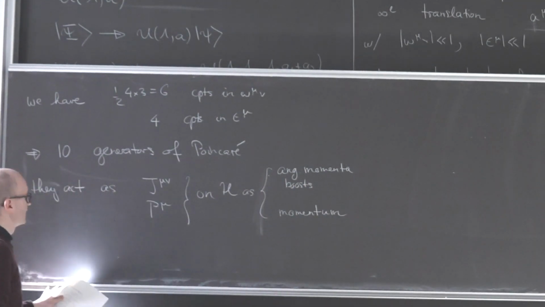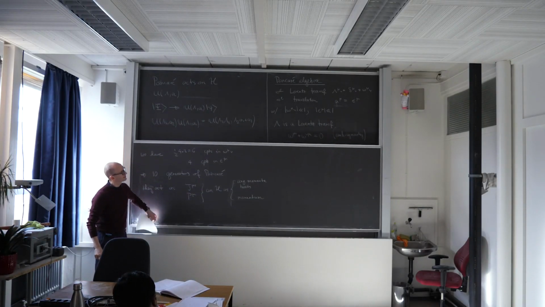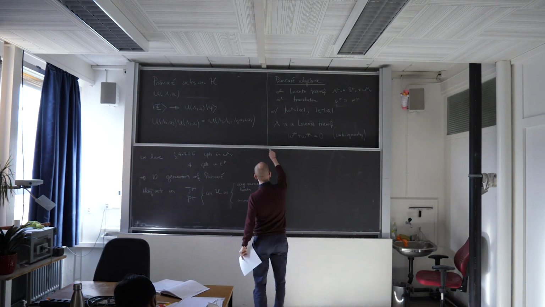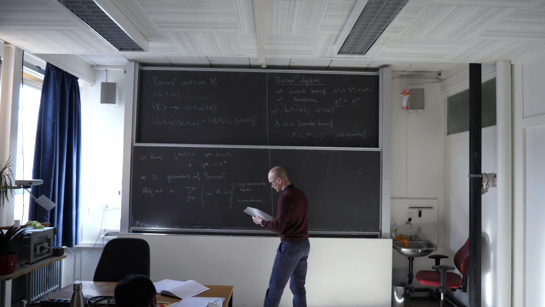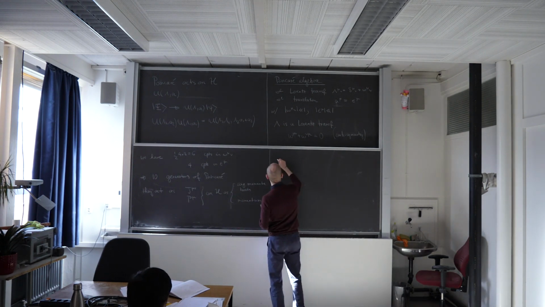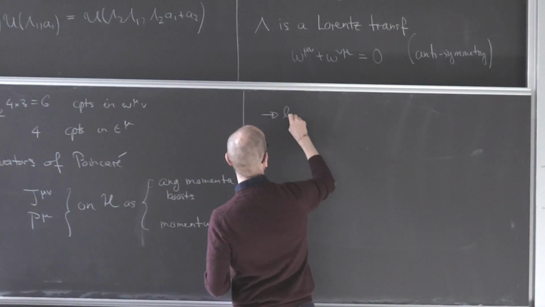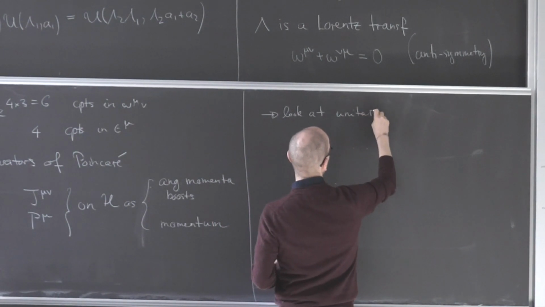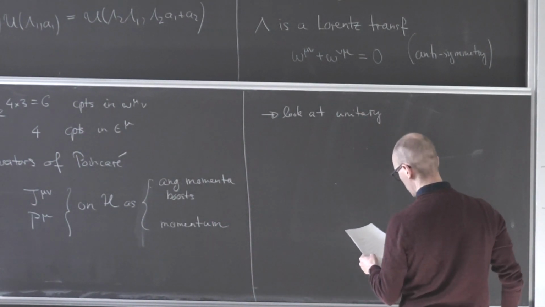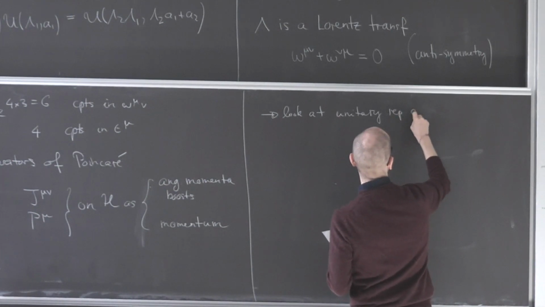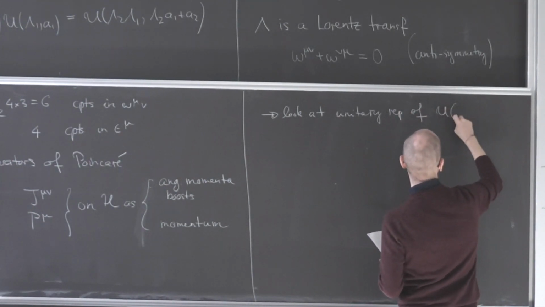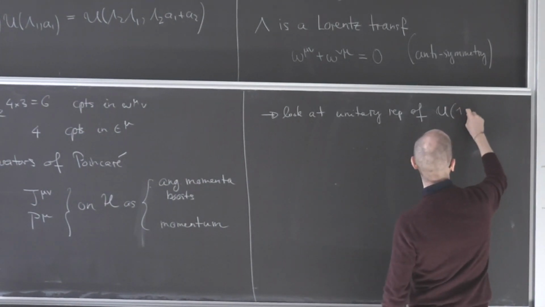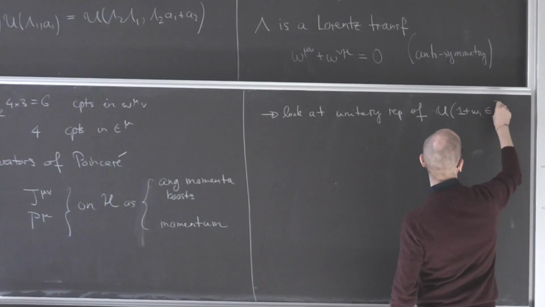Okay, so next, let's implement this infinitesimal transformation acting on H. So let's look at a unitary representation acting on H, which corresponds to a small transformation. So allow me to just write it 1 plus omega epsilon.